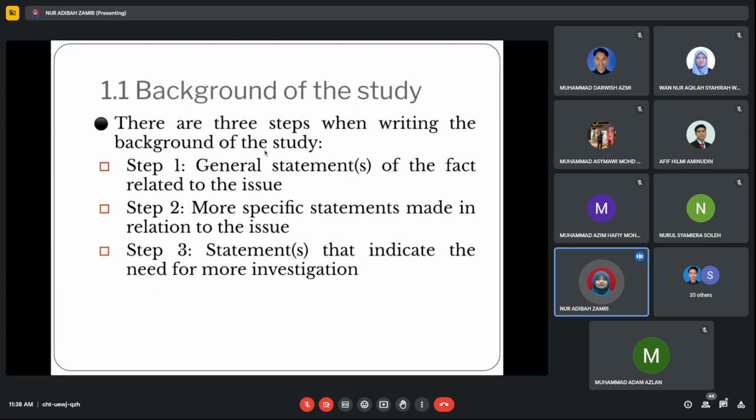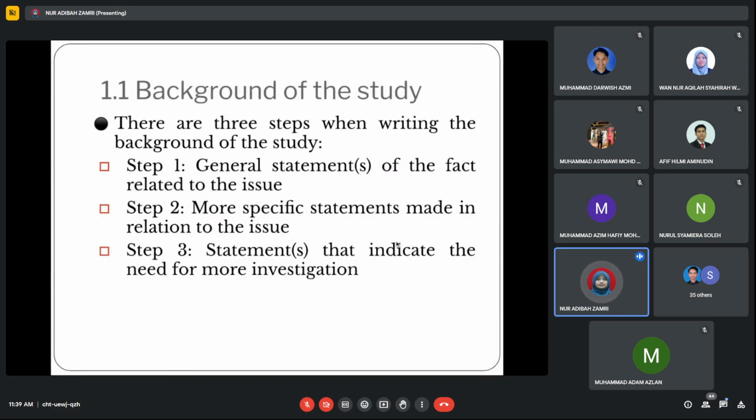Okay, this is more like the elaboration that you're going to use or explain regarding your issue. And this one is more specific. For the general statement, you give general views only about, let's say, social media addiction. For the more specific statement, you focus more on students. So you explain in detail about students related to social media addiction.